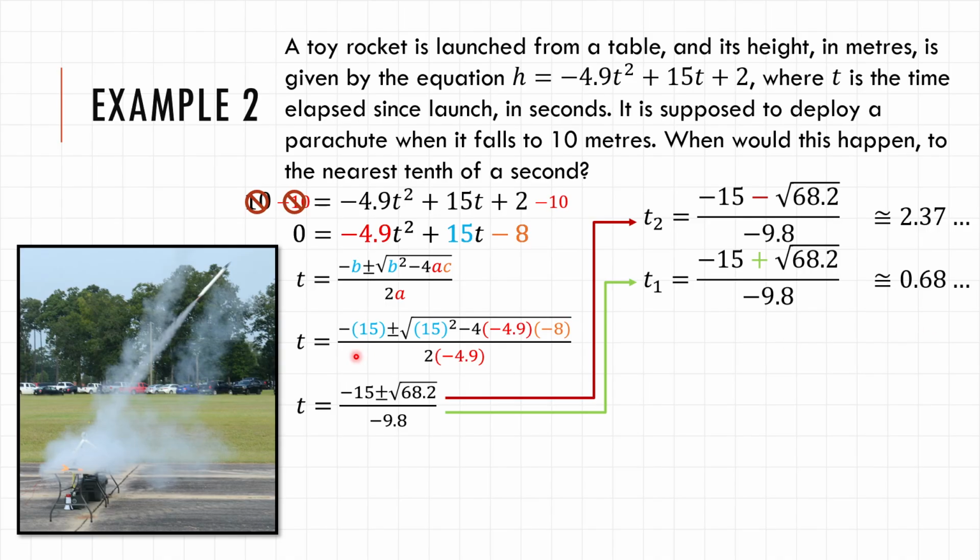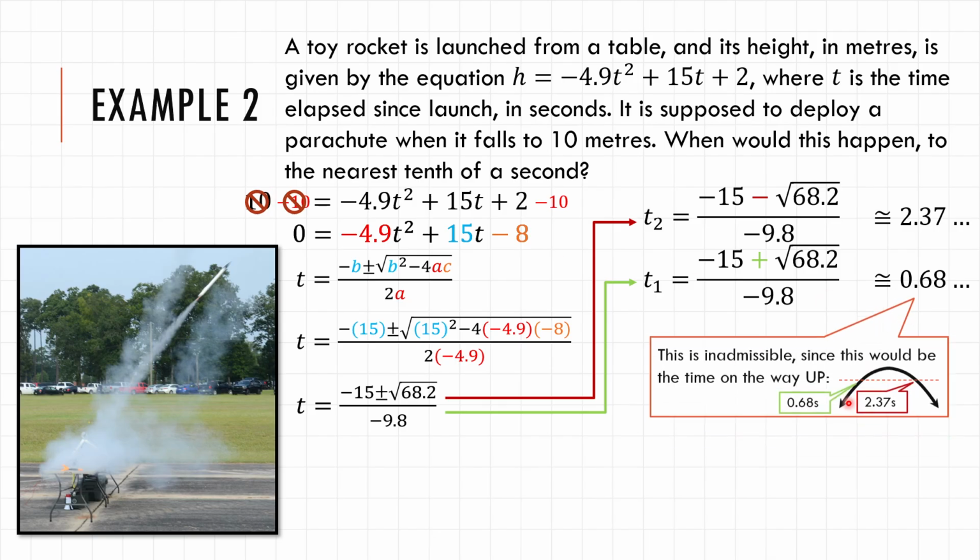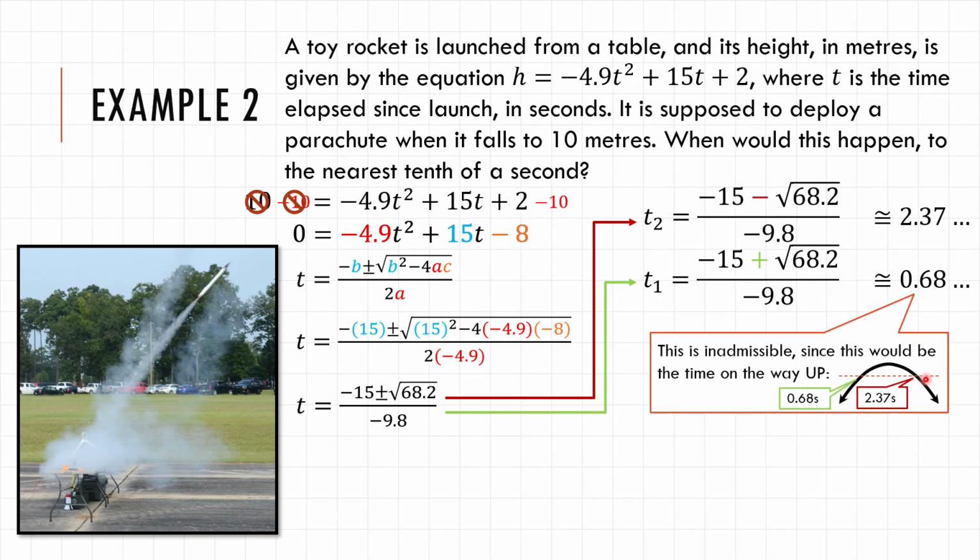Well, hopefully you realize that, well, if this is the equation that creates the parabola of the rocket going up and coming down, the a value being negative means that the parabola is opening downwards. And that means that these two values give me the time that the height is 10 meters, and that will happen twice. It'll actually happen once going up and once coming down.